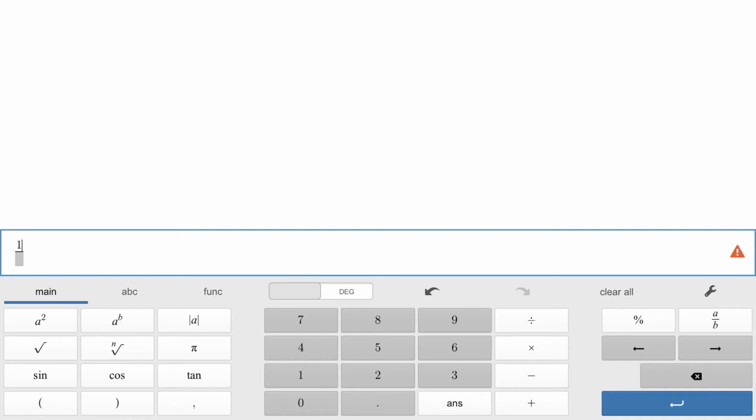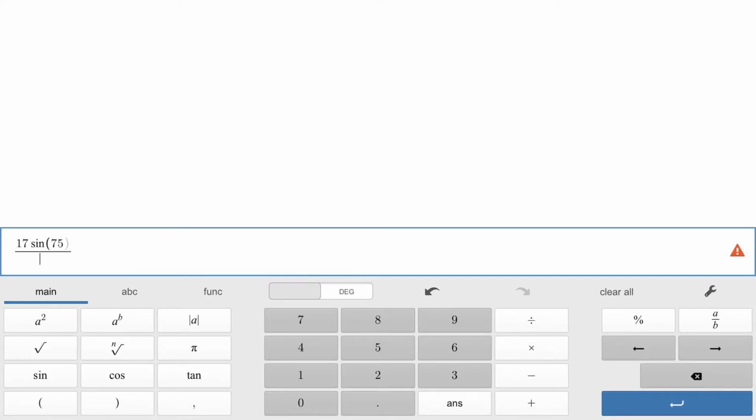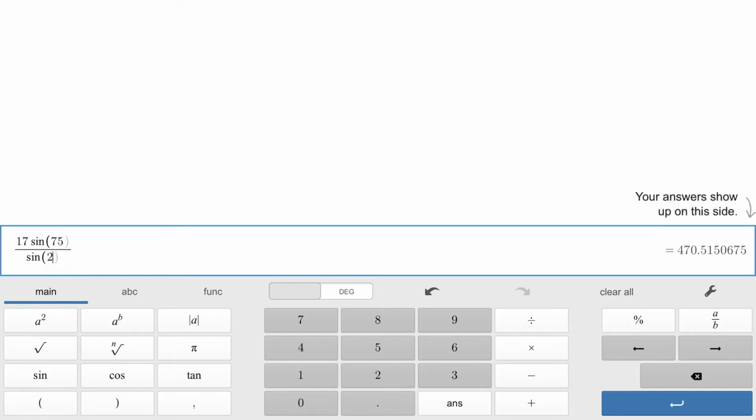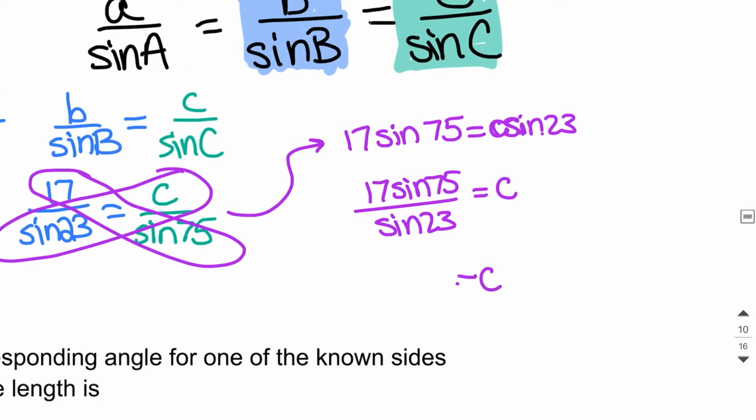So I'm going to do 17 times the sine of 75, divided by the sine of 23, which means that my answer here would be 42. So here I can say that c is approximately 42 meters. And that's my answer for this. Okay?